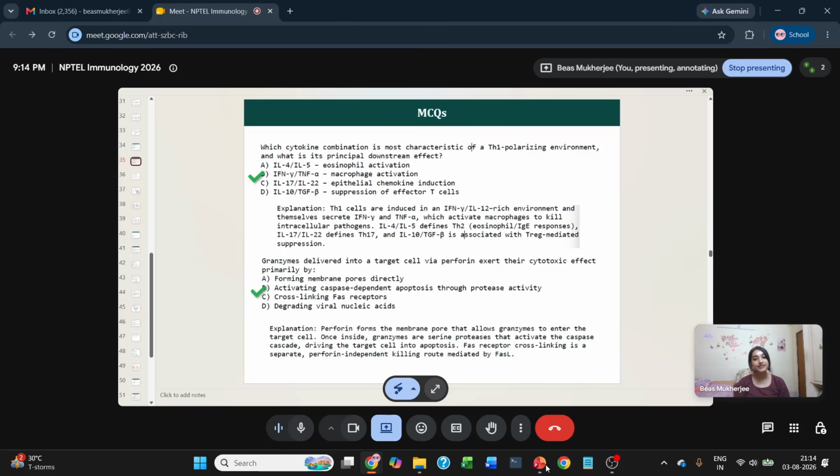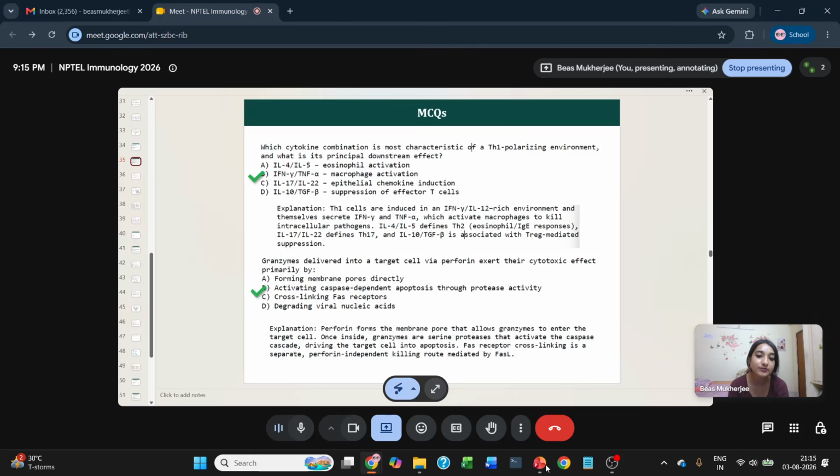So Th1 cells are induced in an IFN gamma, interleukin 12 rich environment and themselves secrete interferon gamma and TNF alpha, which activate the macrophages to kill intracellular pathogens. IL-4 or IL-5 defines the Th2, that is eosinophil, IgE responses. IL-17 or IL-22 defines the Th17. So these are other Th cells. Okay, so you can read about them if you want.